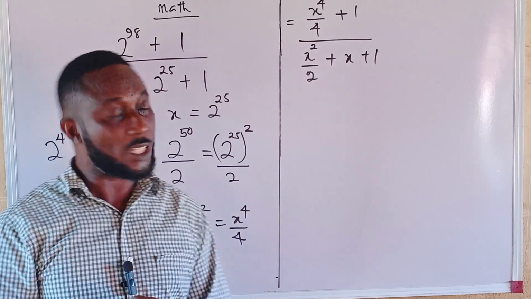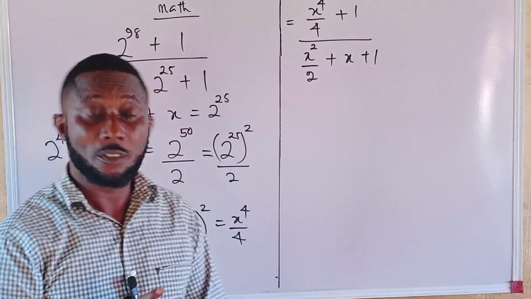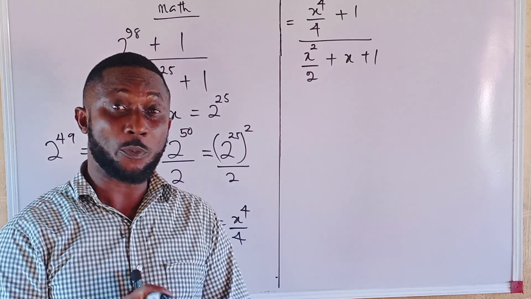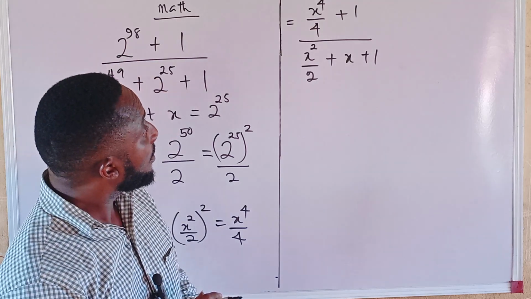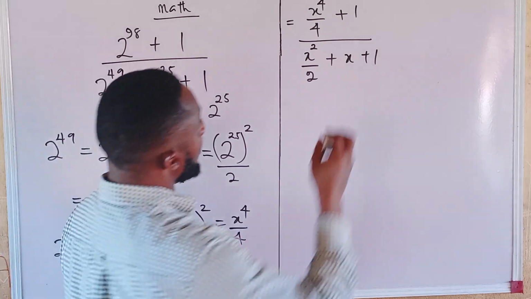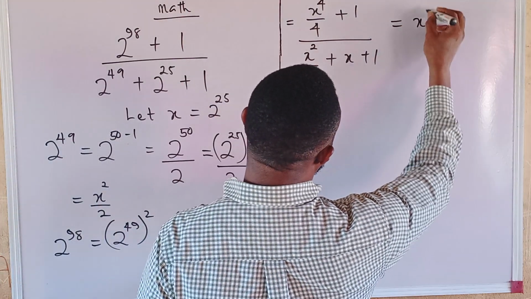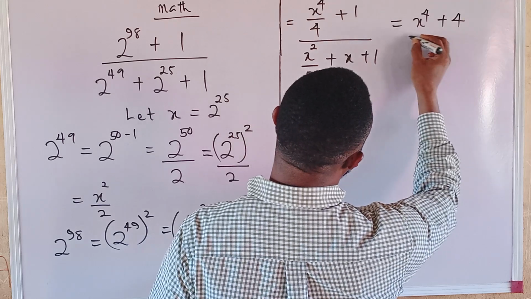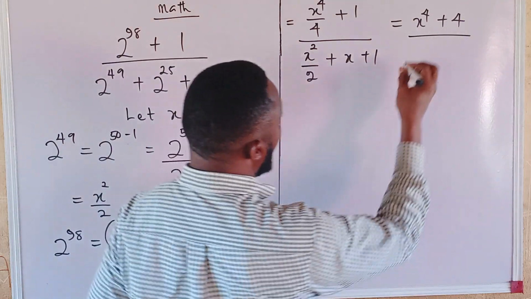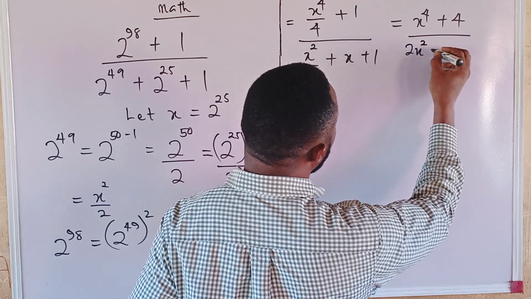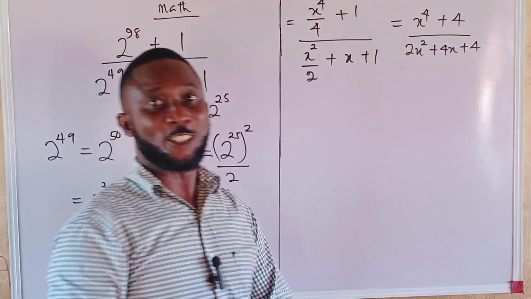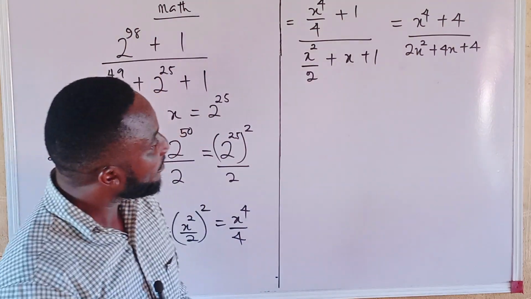Now, first and foremost, I have to get rid of the fractions by multiplying both the numerator and denominator by the lowest common multiple, which is 4. So I'll be having x to the fourth plus 4. If I multiply every term here by 4, I'm going to be having 2x squared plus 4x plus 4. This is going on extremely well.